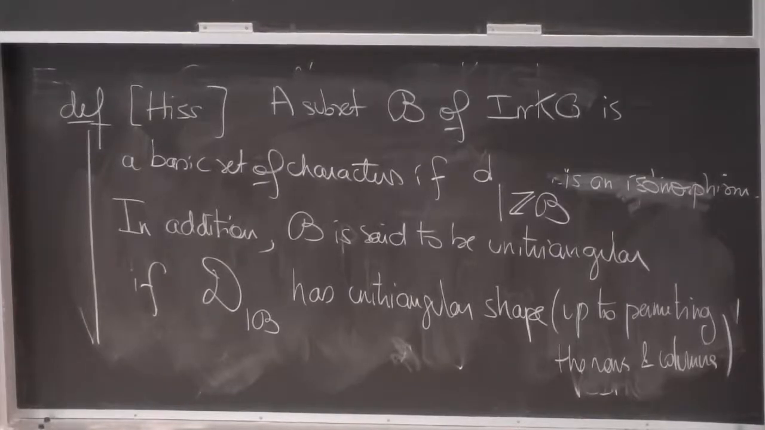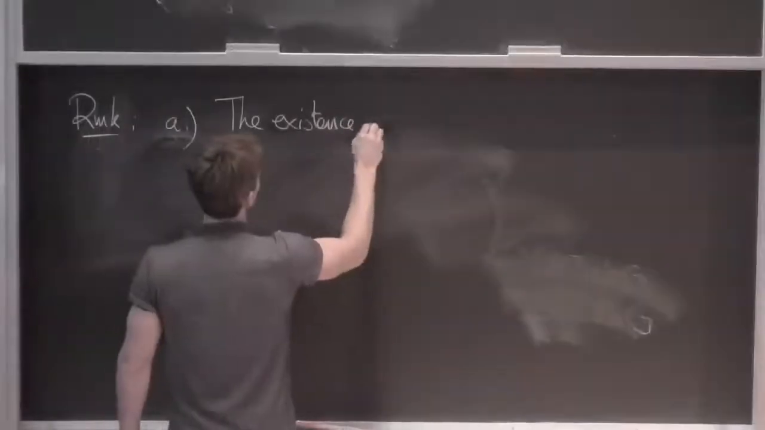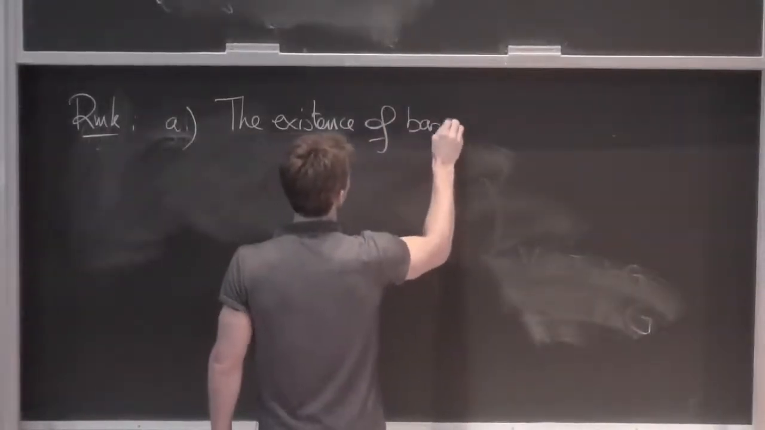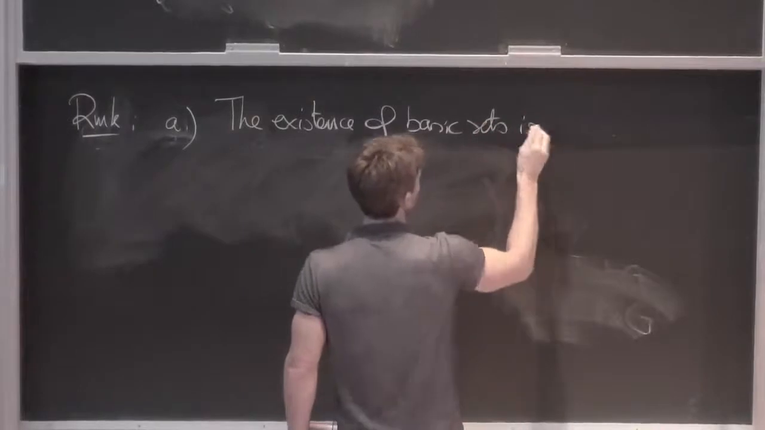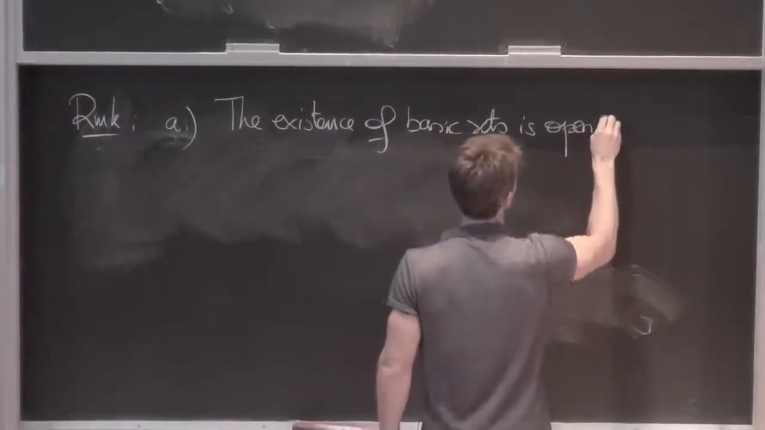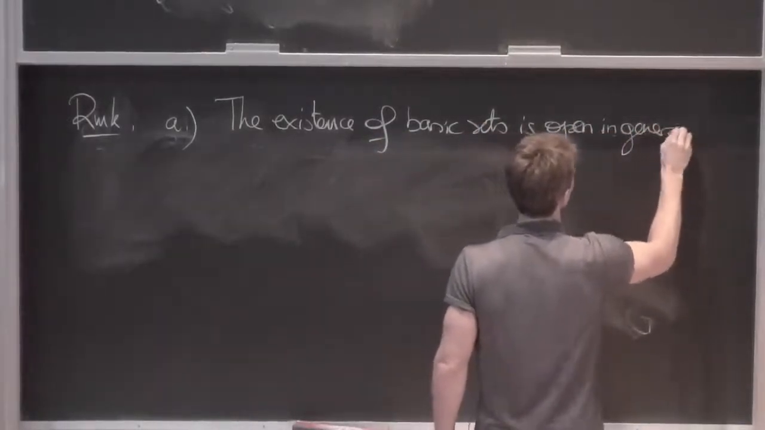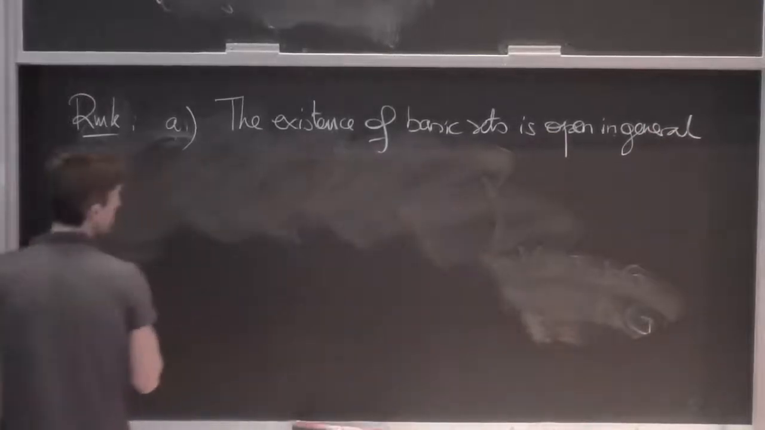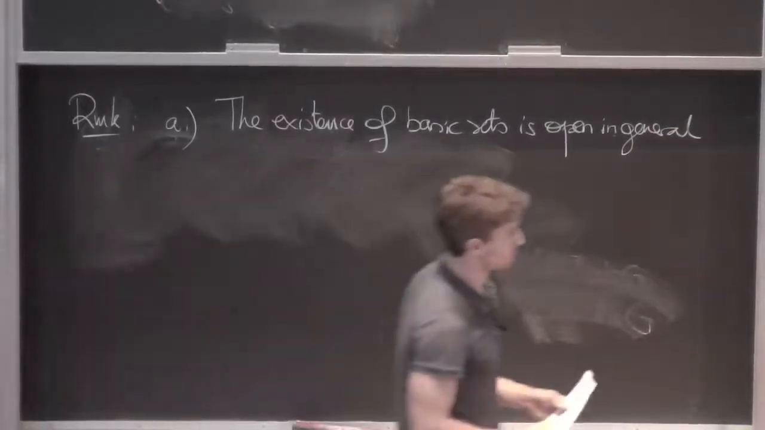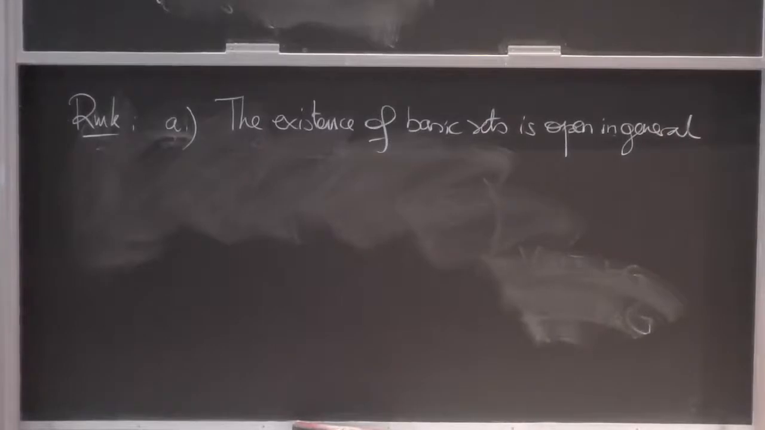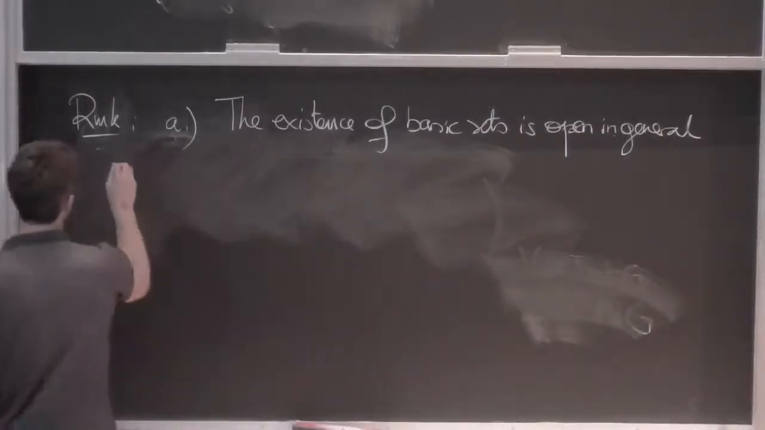Let me say as a remark that the existence of basic sets is open in general. But we know that this unitriangular condition is too strict. It's not always true. We have counterexamples for small blocks already.